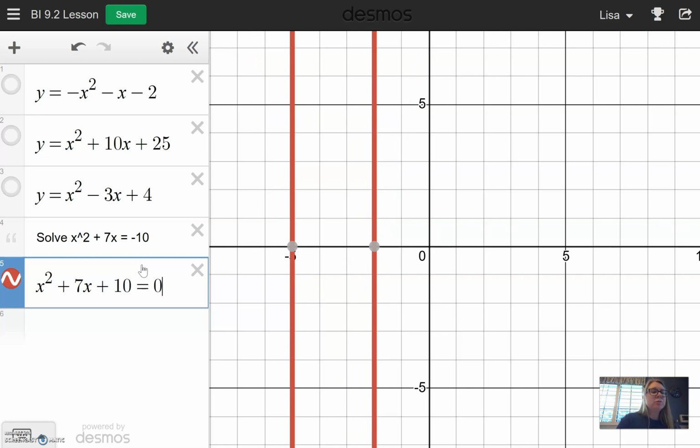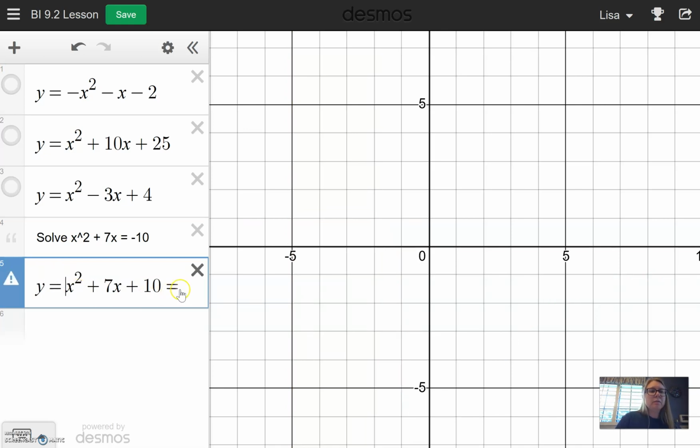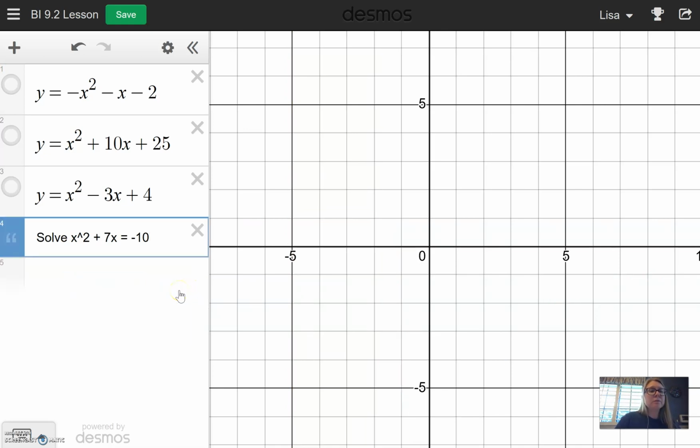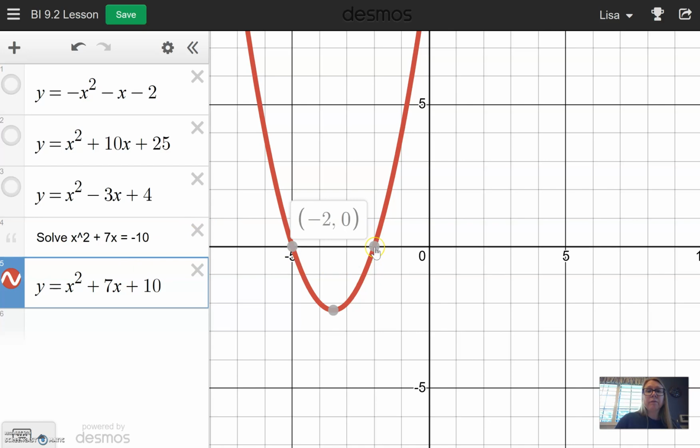Now if I change it to an equation by putting my y equals over here, y equals, and I'm going to get rid of that 0 equals. Oh good, it did an undo. Okay, so get rid of that. Ta-da! Here's the parabola that is represented by that equation that we were asked to solve. So what are the solutions, guys? They are right here. One of them is -2, and the other solution is -5. Those are the solutions to that equation.